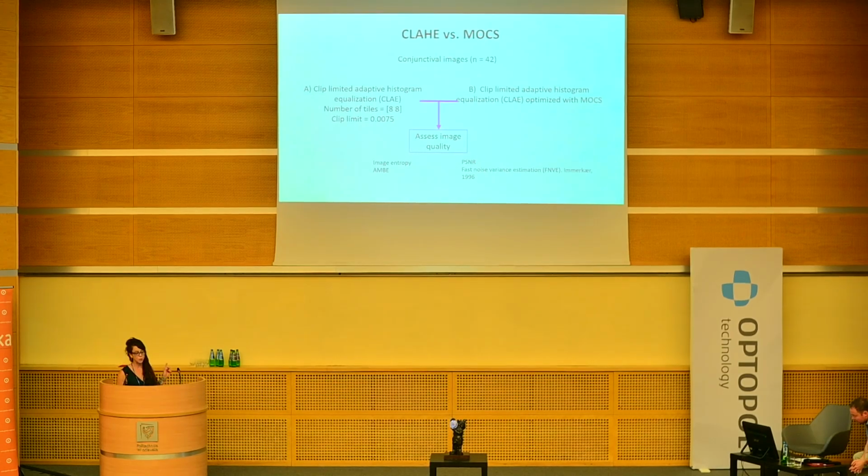We compare the quality by calculating the image entropy, which tells us if the contrast is better. The absolute mean brightness error tells us if we are keeping the brightness from the original image. And then we also see how much noise we are adding to the image by using a full reference method, the peak signal to noise ratio, and the fast noise variance estimation, which is a non-reference method to estimate the noise of an image, based on the variance of a Laplacian filter.